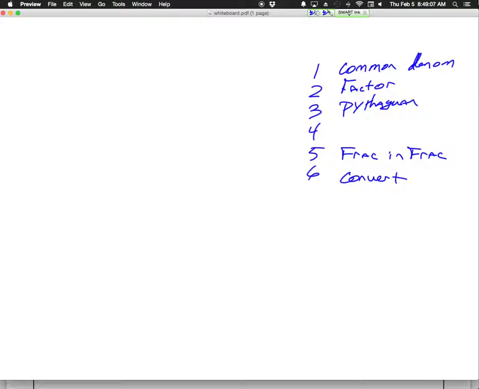Okay, and the new one today is multiply by the conjugate. So multiply by the conjugate is another strategy we're going to add in there. First problem, I have cosine squared over 1 minus sine. Cosine squared over 1 minus sine. So we're going to use our trig identities to simplify this trig expression.